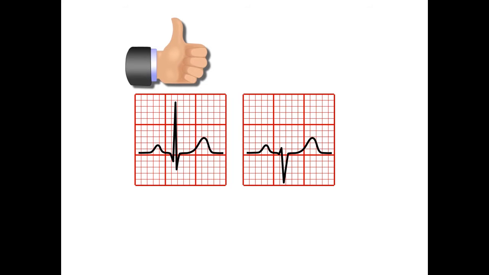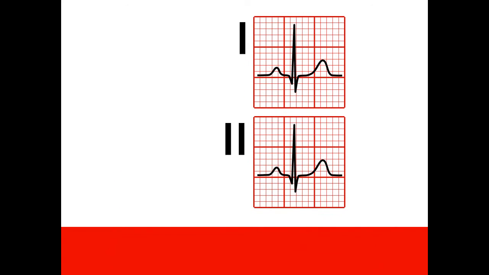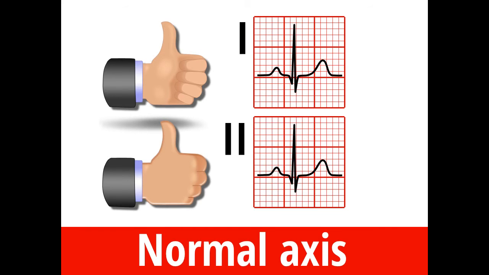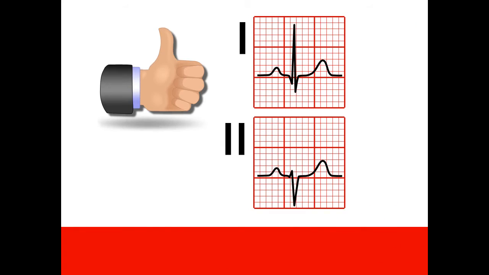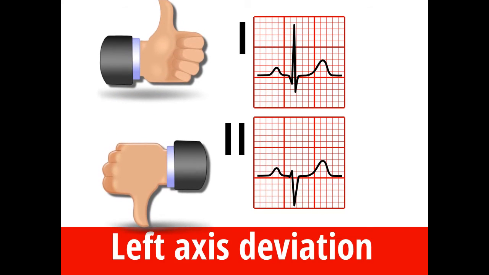Use your thumbs. Put a thumb up for a positive lead or down for a negative. If leads 1 and 2 are both positive, that's 2 thumbs up and the axis is normal. If lead 1 is positive but lead 2 is negative, your thumbs have left each other and that's left axis deviation.